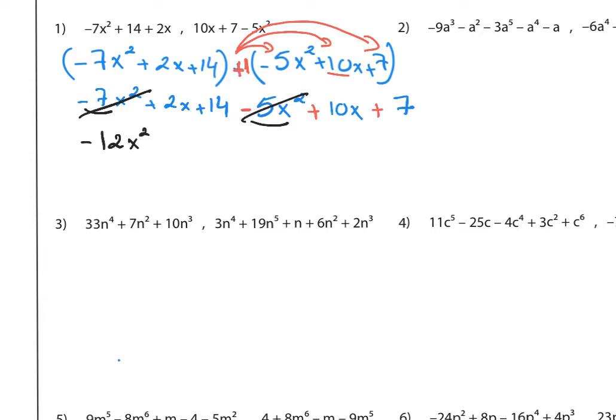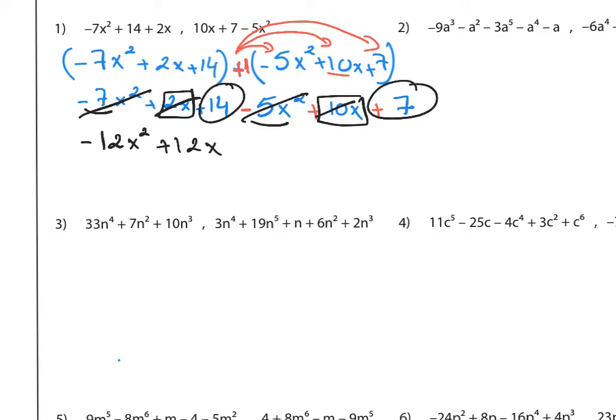And let's see here. Let's try to combine 2x, right? Positive 2x with positive 10x. So what's 2x plus 10x? That will be 12x. So these are gone right here, right? And then the last one, we have positive 14 and positive 7. So 14 plus 7, that will be 21. So the answer is going to be negative 12x squared plus 12x plus 21.